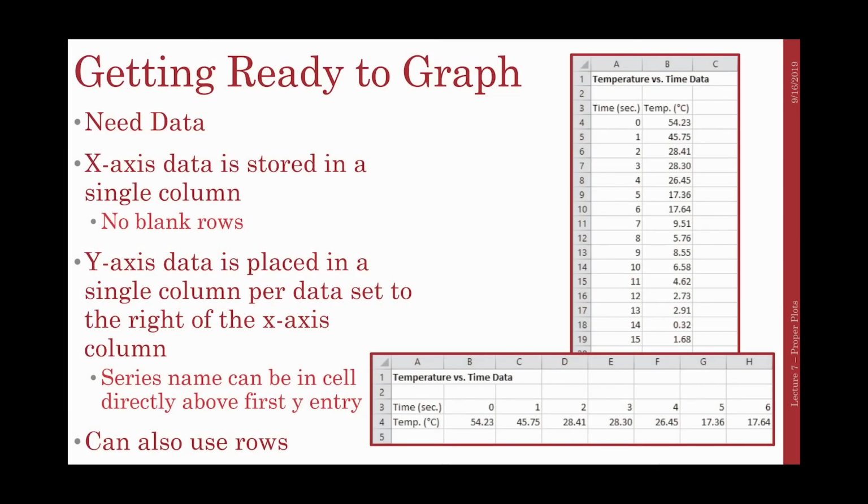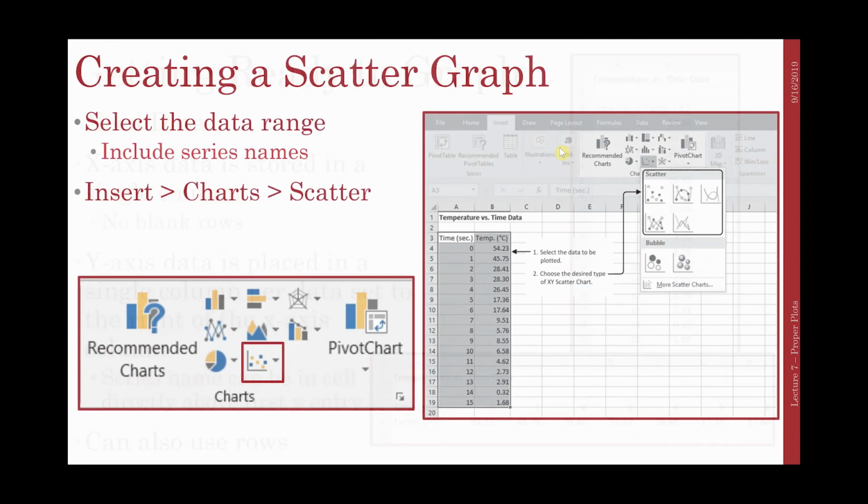The x-axis data is stored in a single column or row. You don't want any blank rows. The y-axis data is placed in a single column or row per data set to the right of the x-axis. Series name can be in a cell directly above your first Y entry. You can also use rows. So for example, here we have time and temperature. This would be your series name.